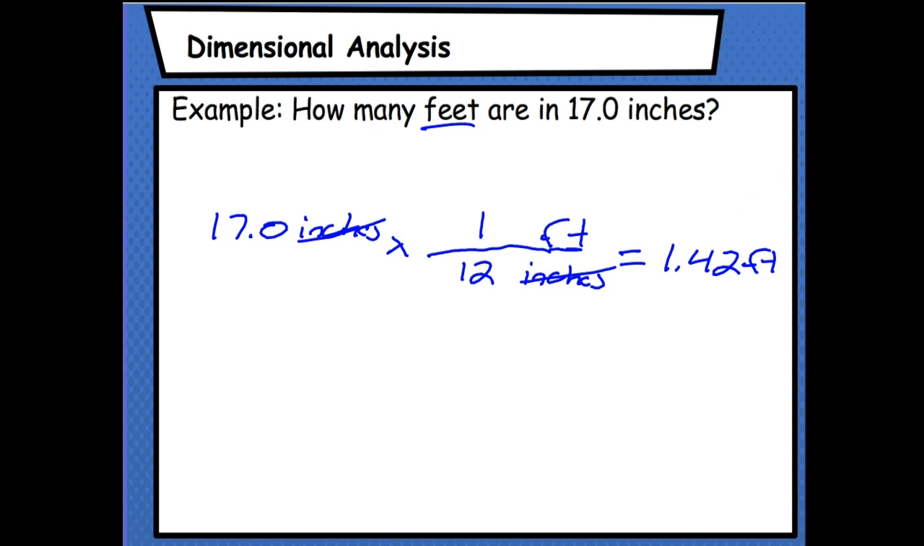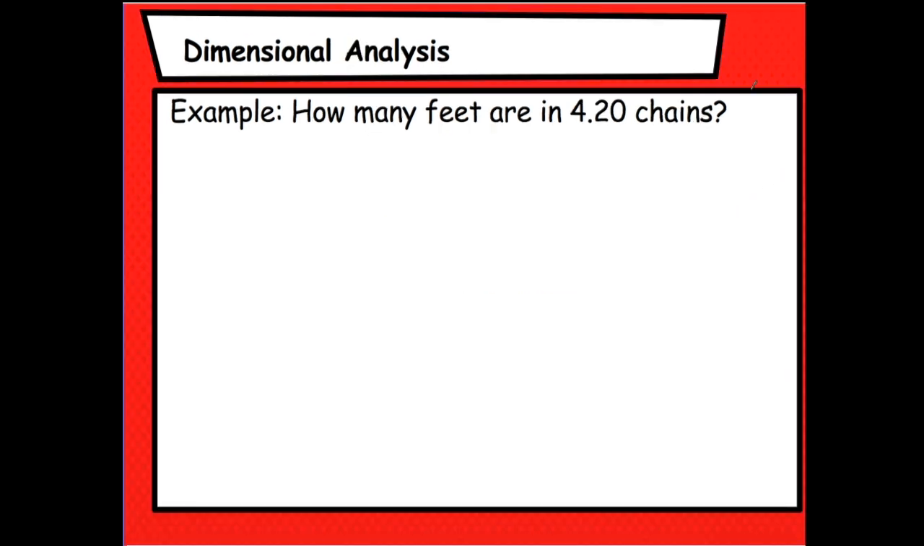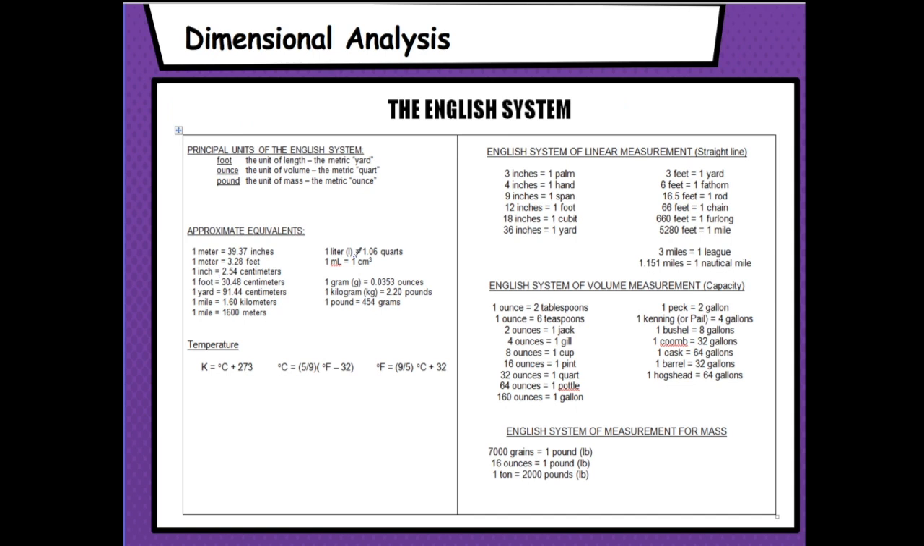So let's try another example here. How many feet are in 4.20 chains? And you're probably wondering, what the heck is a chain? Well, in my class, I offer a conversion chart. And here's an example of the conversion chart. I have one for metric and I have one for the English system. So there are several different units, many of which we have here in the US but rarely ever use. For example, furlongs, chains, rods, yards, casks, various different units that are what we call the English system of measurements.